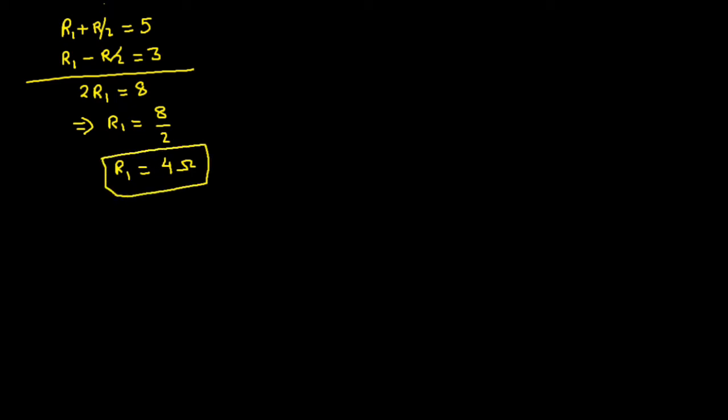Now, if we put the value of R1 in equation number 1, we can write 4 plus R2, this one becomes 5. So R2 is 5 minus 4. If we take this 4 to the other side, we'll get minus 4. So hence R2 equal 1 ohm.